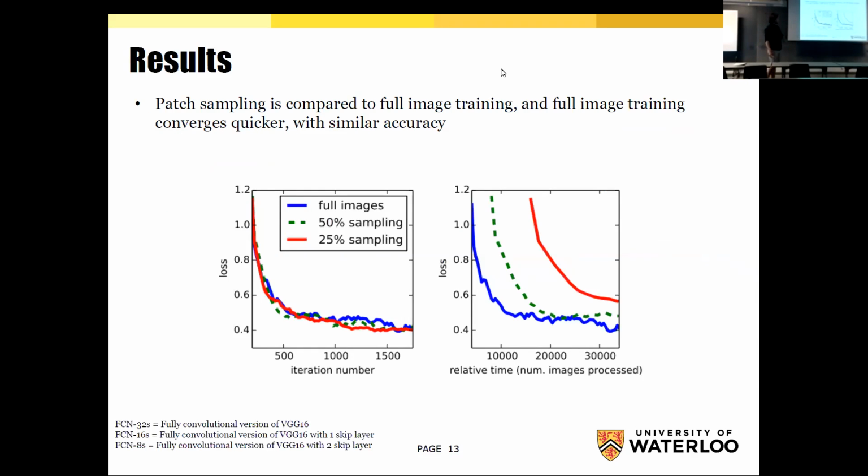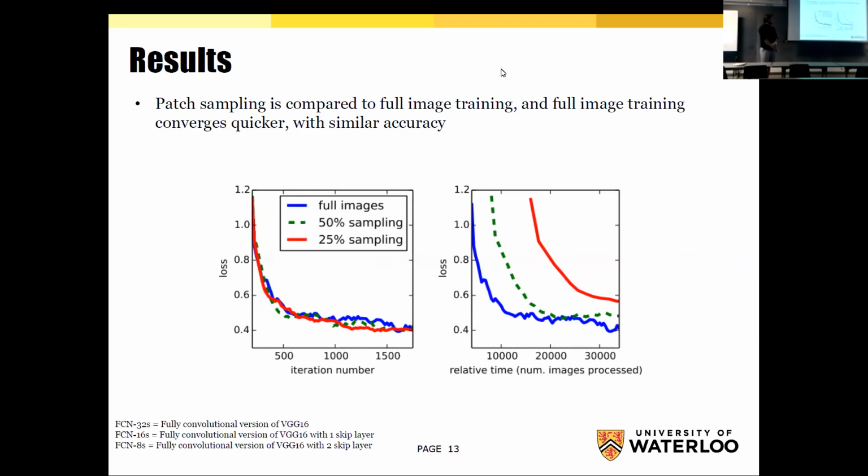So before, in the other slide, I mentioned that they don't do patch sampling. Patch sampling is what other methods do, and it just takes random patches throughout your data set rather than a full image. Since this was a popular technique, they tried it out on their network.